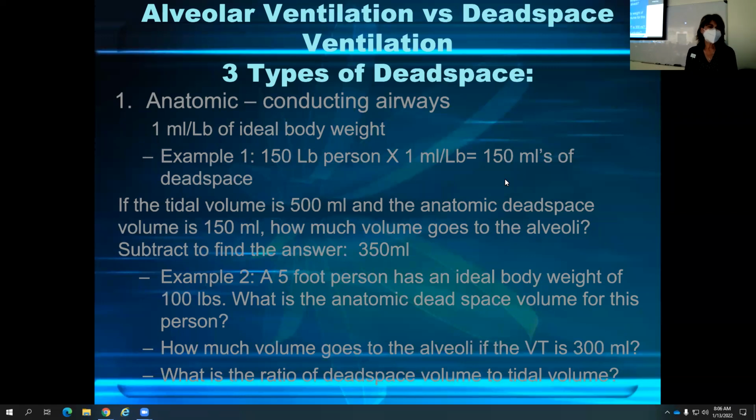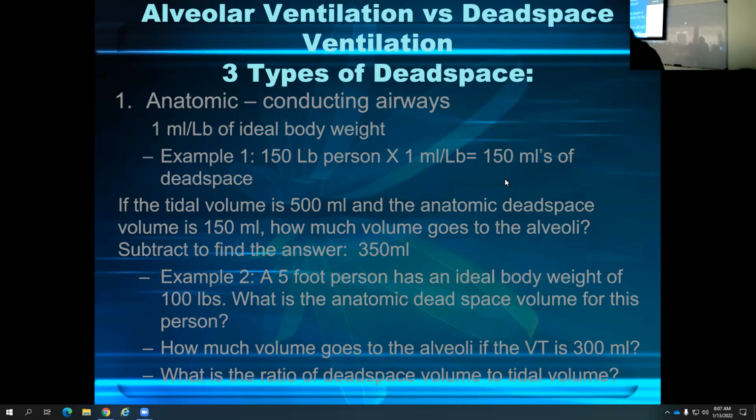So next it says, if the tidal volume is 500 ml and the anatomic dead space volume is 150 ml, how much volume goes to the alveoli? What you do to find the answer is you subtract the two numbers. You're given the tidal volume, you subtract the amount of air that stays in the conducting airways, the dead space, and what's left is the volume of air that goes down to the alveoli. So here, 500 ml went into the lungs, 150 mLs of that air stays in the conducting airways, and then the 350 mLs actually goes to the alveoli.